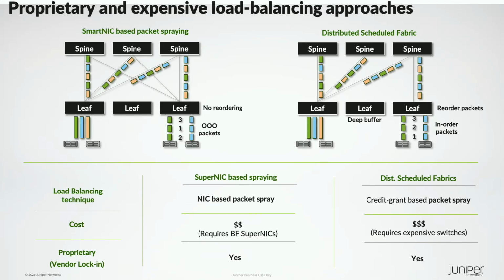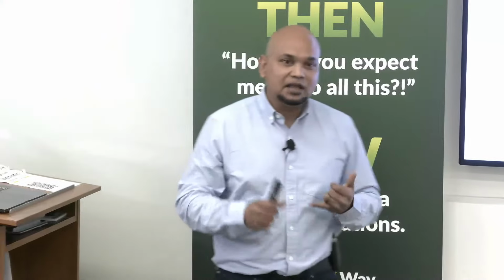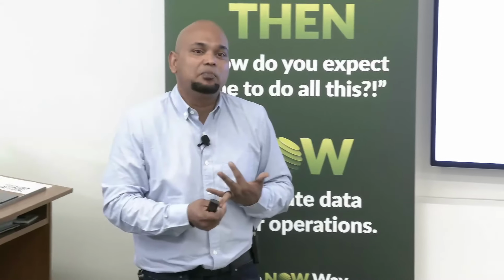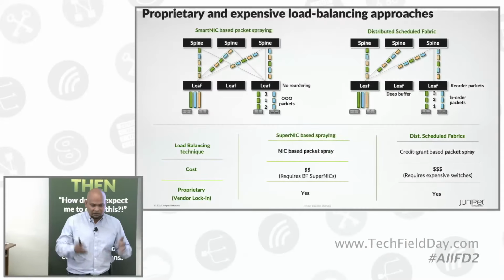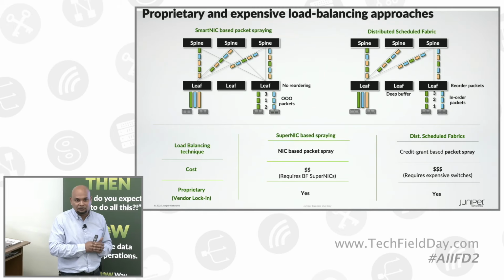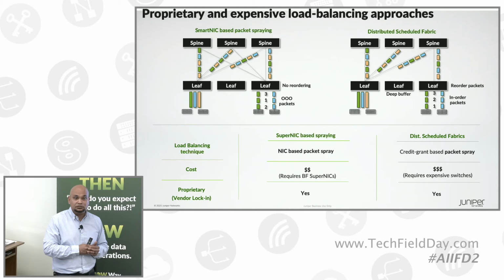So in this case, of course you need deep buffers to enable that, and if you compare the cost, again, both of these solutions are expensive. The SuperNIC ones need specialized NICs, which are more expensive to begin with, but also consume more power. And already these GPU servers or racks are power constrained.